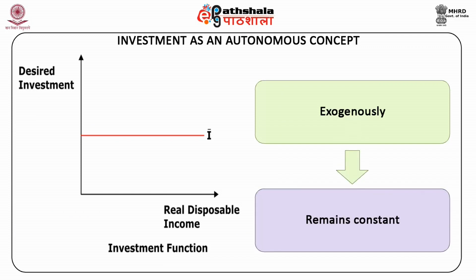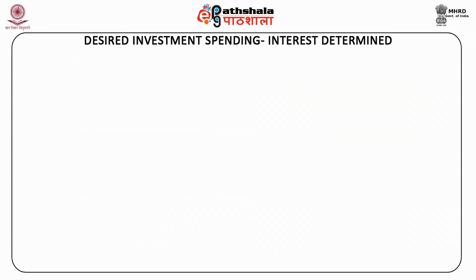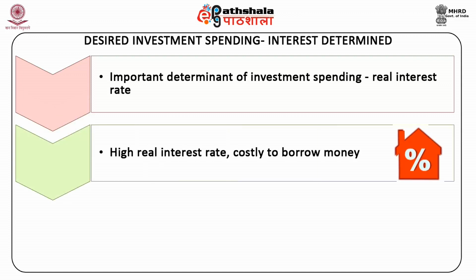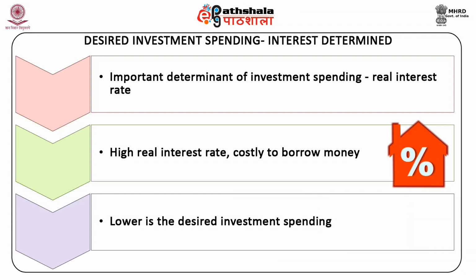The autonomous investment function takes the form as shown in the figure. Further, we have desired investment spending, which is interest determined. Investment spending is one of the important constituents of aggregate expenditure in the economy. The most basic and important determinant influencing the level of investment spending is the real interest rate. The higher the real interest rate, the more costly it becomes to borrow money for investment purposes, and the lower is the desired investment spending, other things remaining constant.